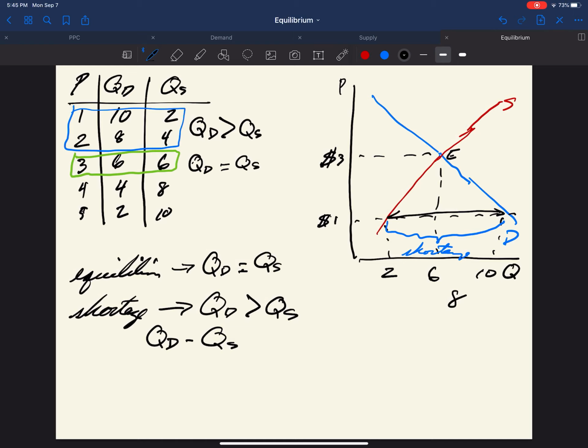All right. But now let's say that I have a price above equilibrium. All right, so let's go ahead and use $5 up here.